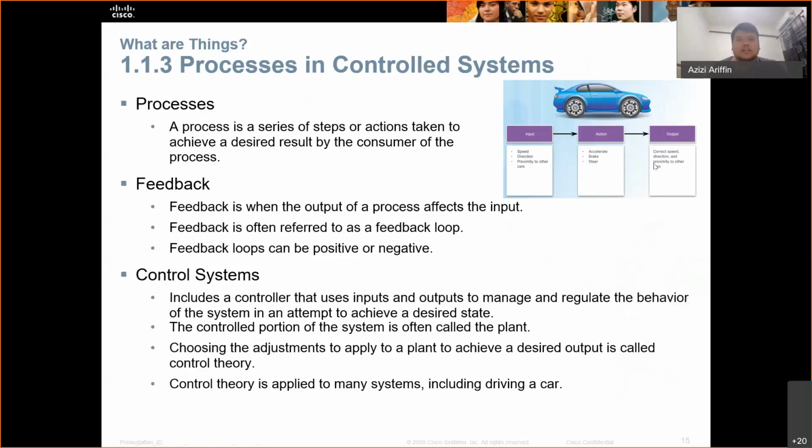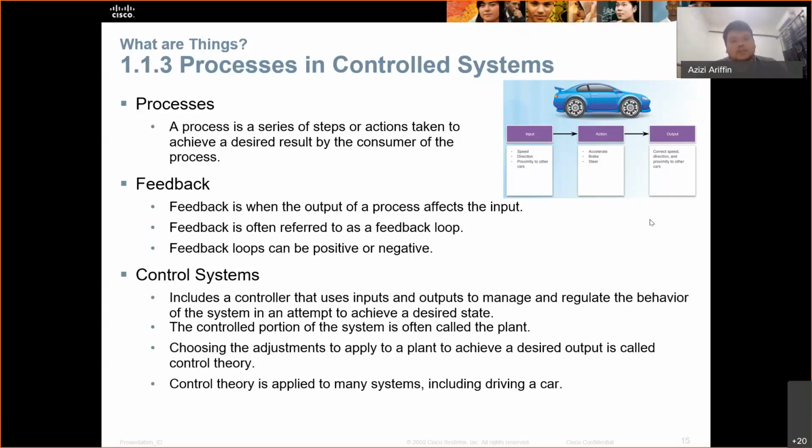Okay, so another thing is the process. Tadi kita talk about the building block. So now we need the process. So process is the step, the algorithm, apa yang kita buat untuk kita process the sensor data and we output it via the actuators. Process is a series of step or action taken to achieve a desired result by a consumer or process. So kalau kita belajar dalam computer science, this is actually the algorithm. Dia punya flowchart tu apa yang kita buat.